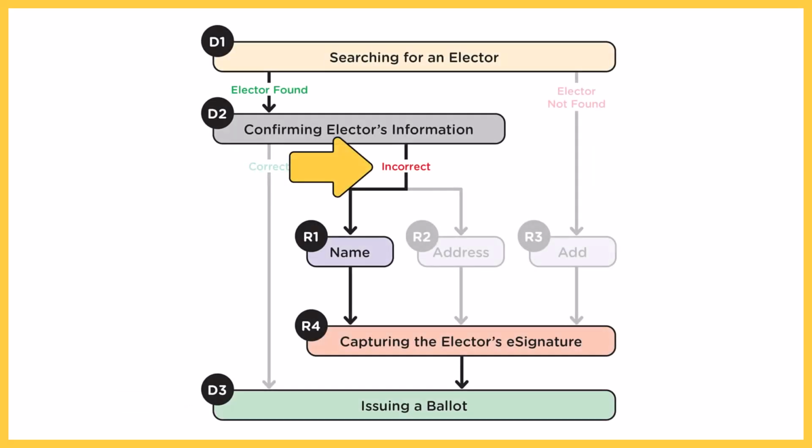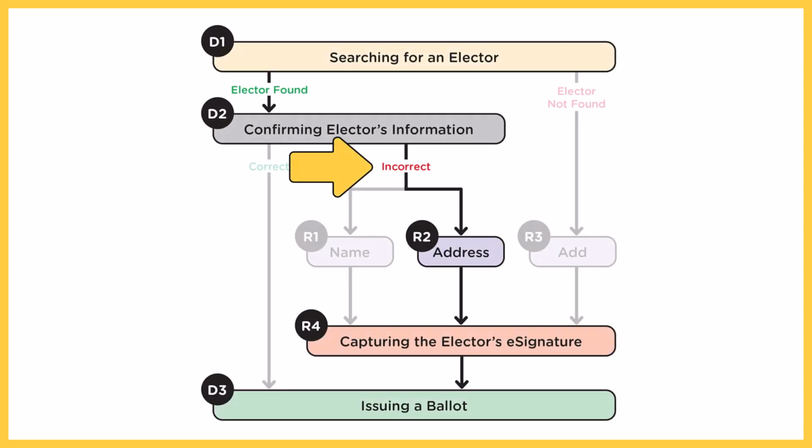In this scenario, the elector is found, but their information is incorrect, and you must revise their name. You would follow the process map to R1 for instructions on how to revise the elector's name. Then you would go to R4 to capture their e-signature, and lastly, D3 to issue a ballot.